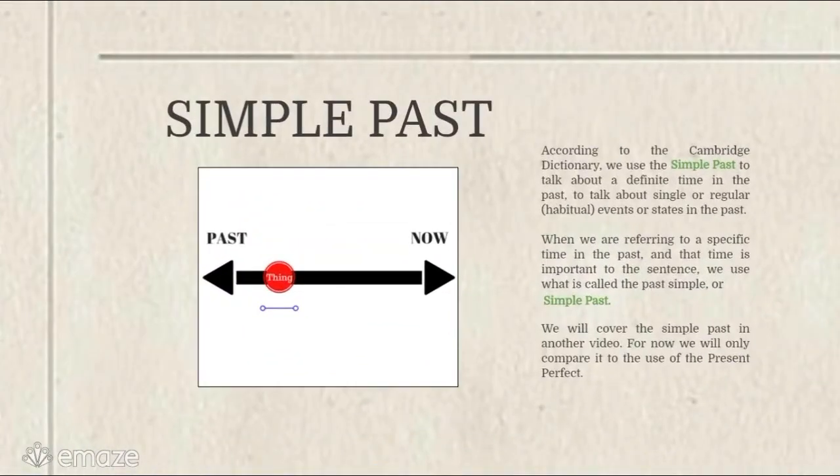According to the Cambridge Dictionary again, we use the simple past to talk about a definite time in the past, to talk about single or regular, habitual events or states in the past. When we're referring to a specific time in the past, and that time is important to the sentence, we use what is called the past simple or simple past. We'll cover the simple past in another video. For now, we'll only compare it to the use of the present perfect. As you can see on the left here, we have the thing happening in the past that begins and ends in the past and has no relation to what's happening now.